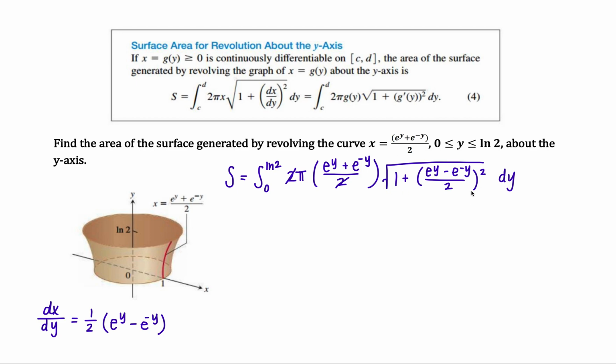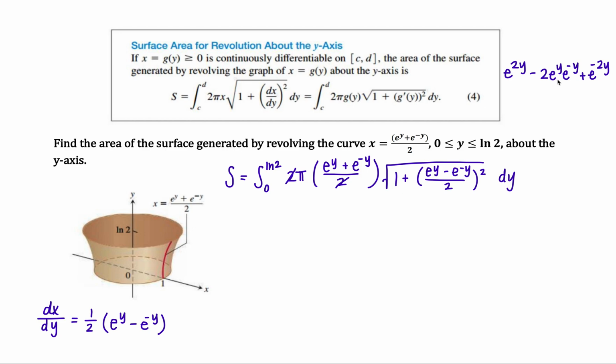Now we're going to clean up inside the square root here. And I'm going to go ahead and square the numerator. Obviously, 2 squared in the denominator is just 4. When we square the numerator, and I'm going to actually write it over here to the side, we end up with e to the 2y minus 2 e to the y, e to the negative y, plus e to the negative 2y.